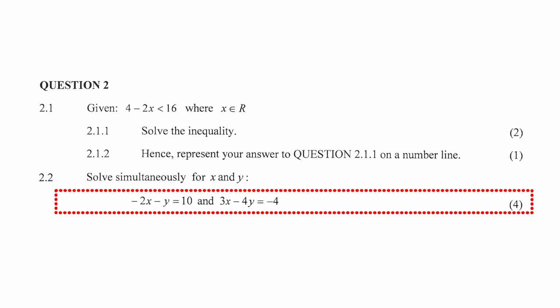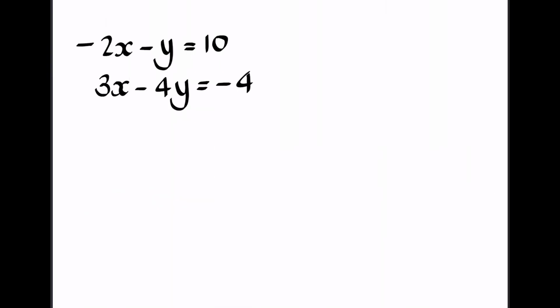If I look at one more simultaneous equation, I have minus 2x minus y is equal to 10, and 3x minus 4y is equal to negative 4. So I start by writing out my equations, and I'm just going to label them. So I have equation number 1, and I have equation number 2. So now I'm going to isolate a variable.